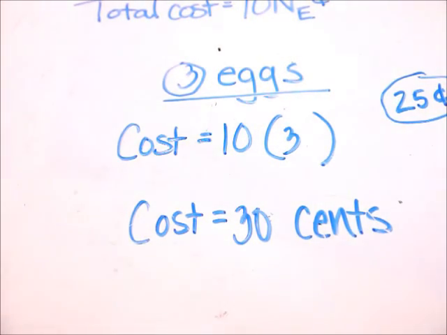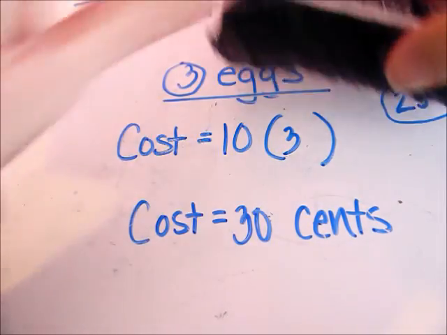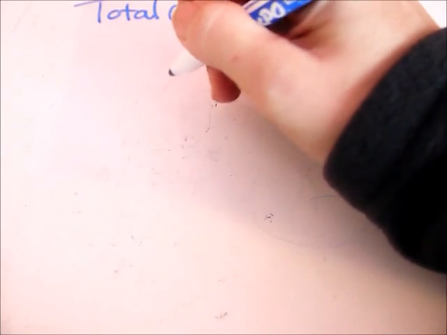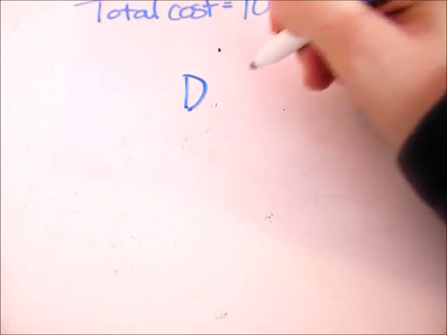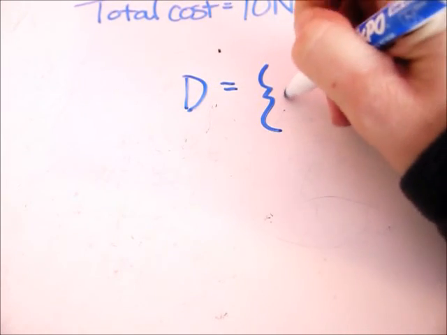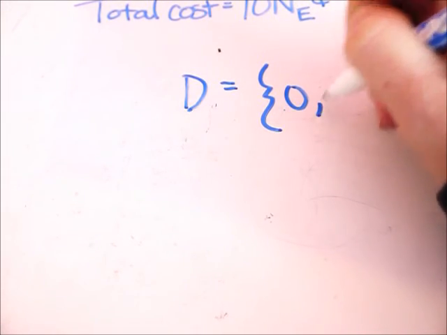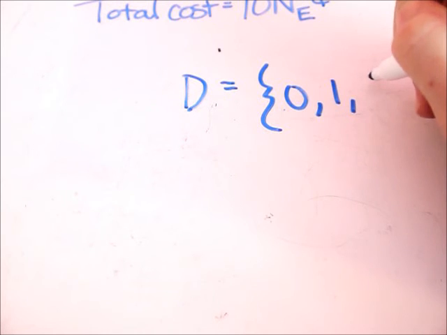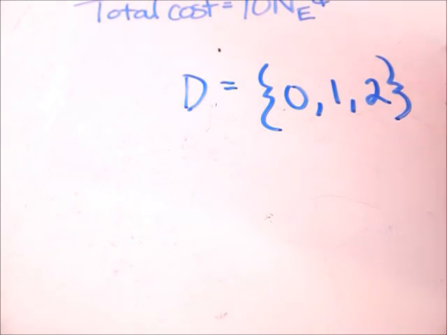So let's list what our domain is. We said that we could have 0 eggs. You could buy 1 egg. So here I'm going to write my domain, big D, equals, we'll talk about this in a second. We could get 0 eggs. We could get 1 egg with our 25 cents, and we could get 2 eggs. There is our domain in set notation: 0, 1, or 2.